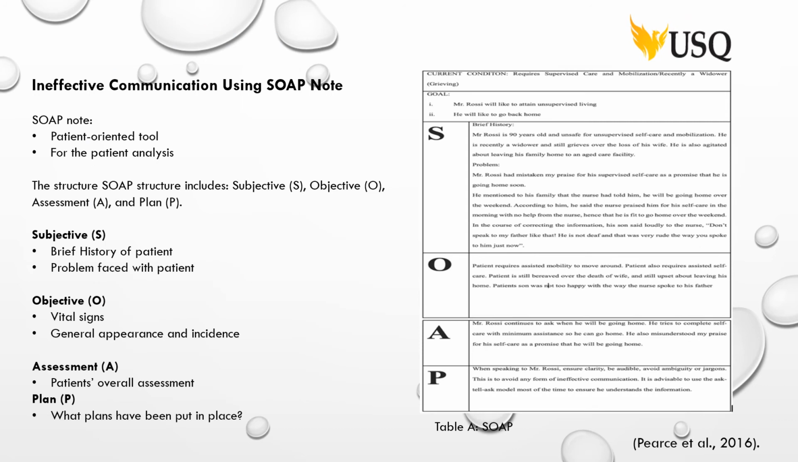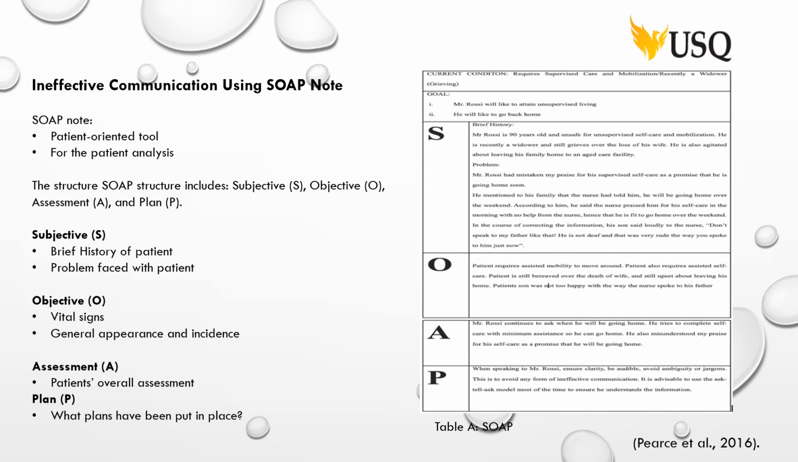Now, in this slide we shall be looking at the ineffective communication using the SOAP note. Before I delve into this, I shall be looking at what the SOAP note is. Basically, the SOAP note is a patient-oriented tool for the analysis of patient signs and symptoms, which are presented in certain structures and are useful in admissions records, medical histories, and other records in the patient's medical chart. Now, the substructure includes the subjective part, the objective part, the assessment part, and the plan part.